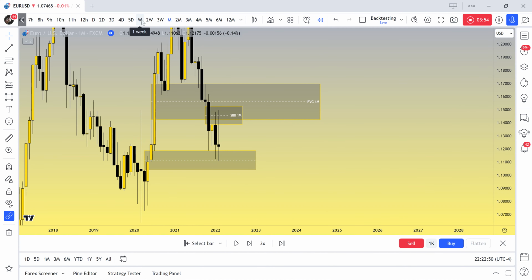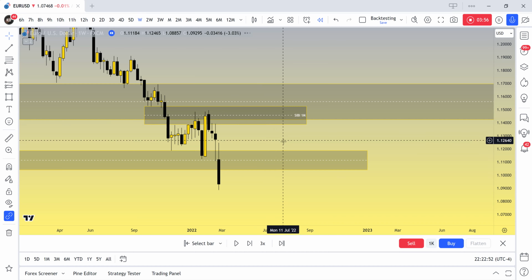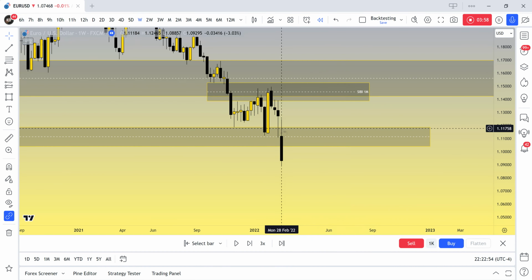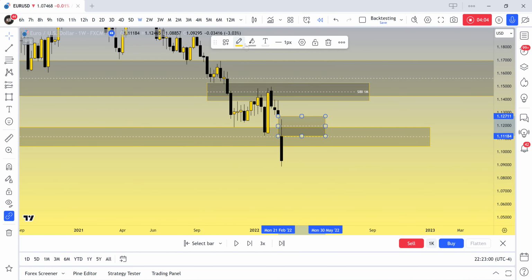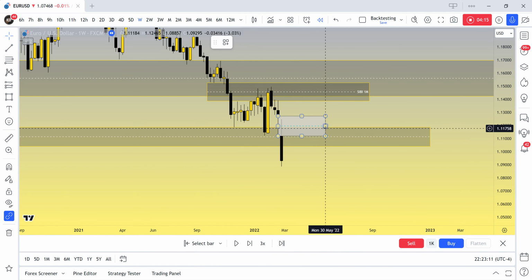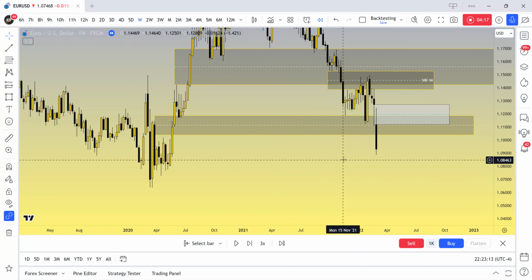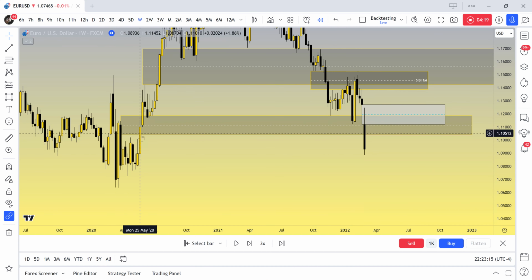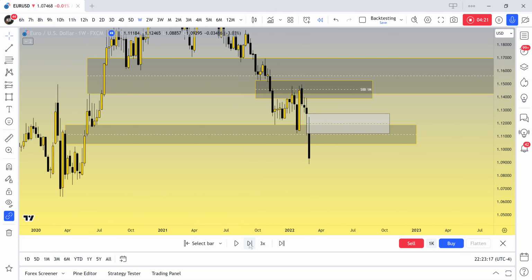So now I'll just go down to the weekly. Wow, okay. Major gap here. Let's paint it a different color. Let's call it maybe a weekly opening gap. And this is the weekly here, disrespected.